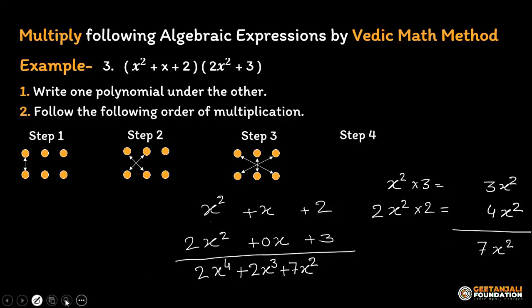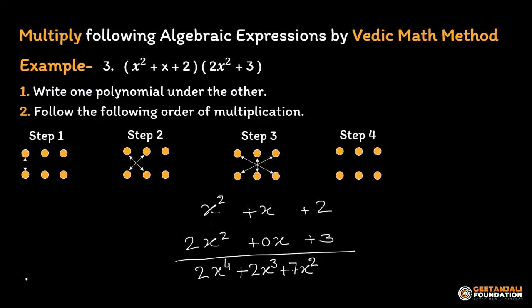Now let's move to step 4. In this step, we move towards right once again and leave the left column. So we will cross multiply these terms. So here we will get 0. So I'm not writing 0, and this will give us 3x. So I'm directly writing 3x over here.